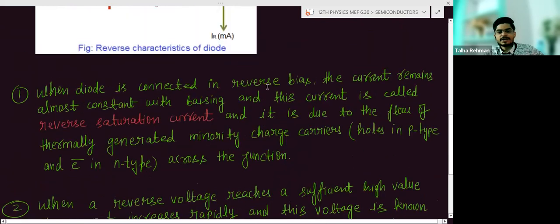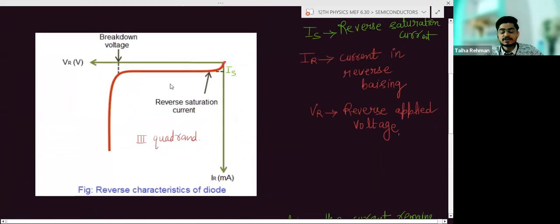When a diode is connected in reverse bias, the current remains almost constant with biasing, and this current is called the reverse saturation current. It is due to the flow of thermally generated minority charge carriers, holes in p-type and electrons in n-type, across the junction. So this is a constant current due to minority charge carriers.